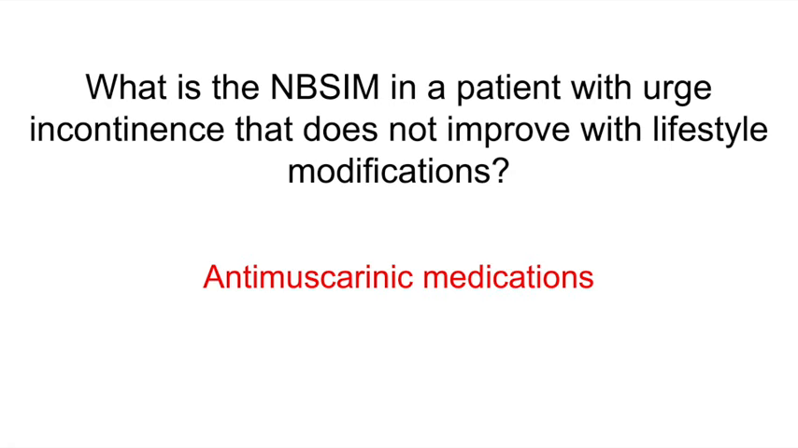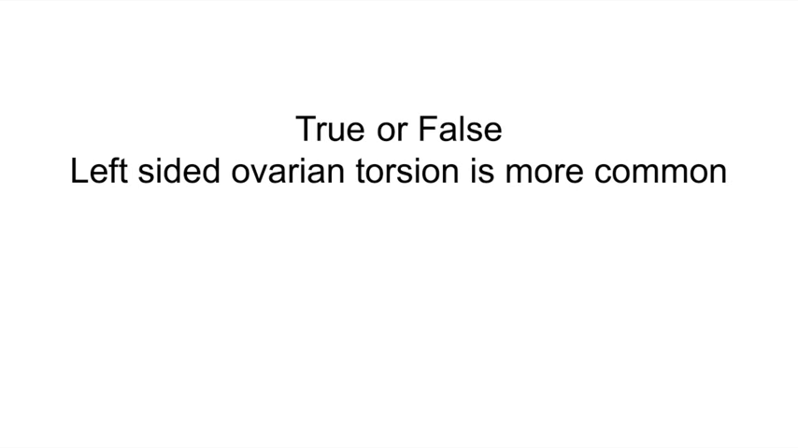So this next question is in a true or false format. True or false? Left-sided ovarian torsion is more common. False. Right-sided ovarian torsion is actually more common. The reason for this is because the rectosigmoid colon occupies the space around the left ovary, so that kind of limits the room for it to experience torsion on the left side. However, on the right side, where it is more common, this is due to a greater length of the right uteroovarian ligament.